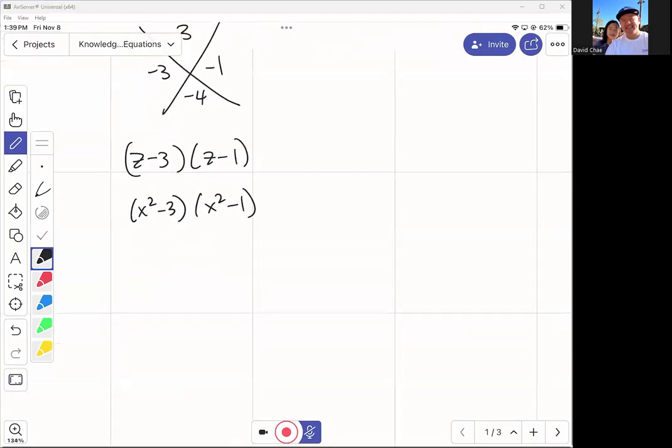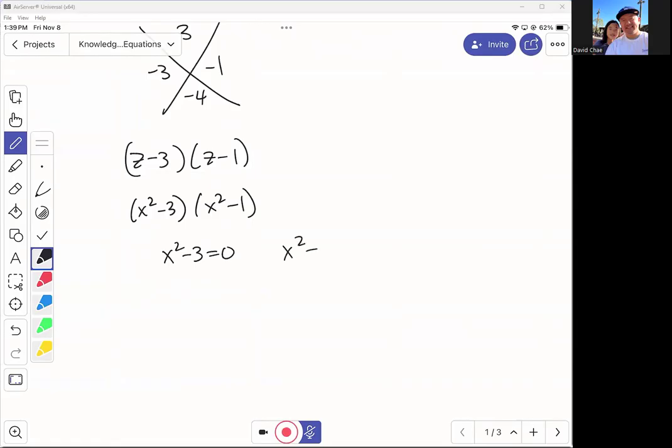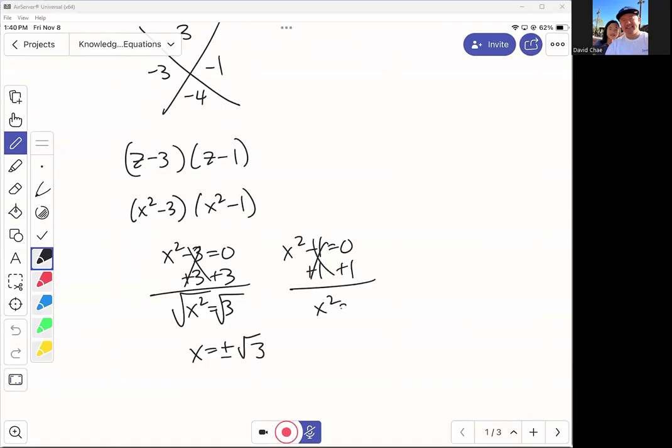So this becomes x squared minus 3 is equal to 0, and x squared minus 1 is equal to 0. You add 3 to both sides. x squared is equal to 3. You take the square root of both sides. x is equal to plus or minus radical 3. You add 1 here. x squared is equal to 1. You square root both sides. x is equal to plus or minus 1.